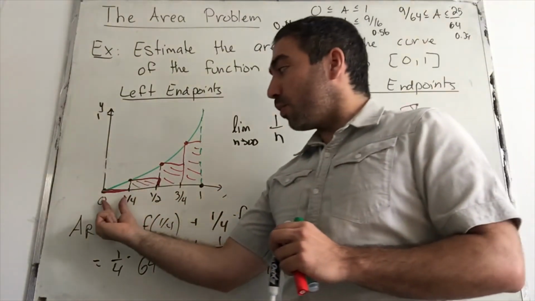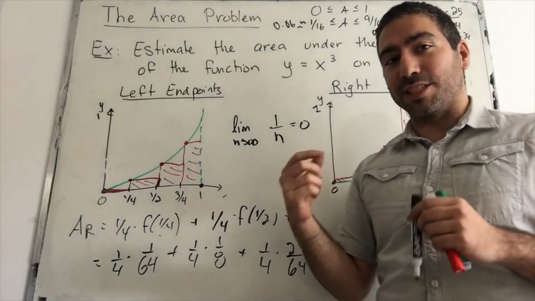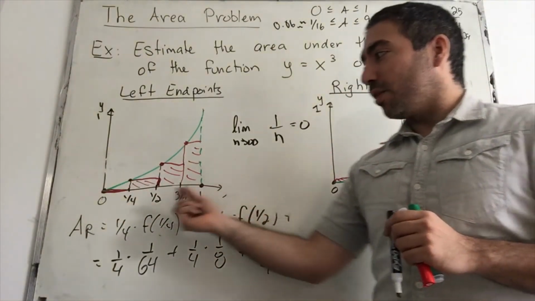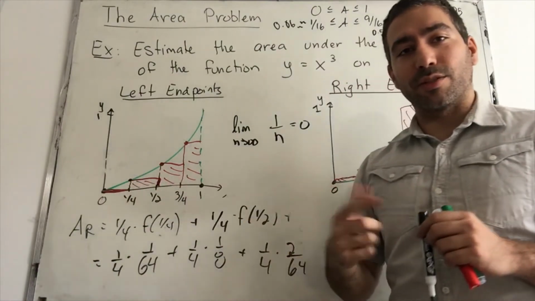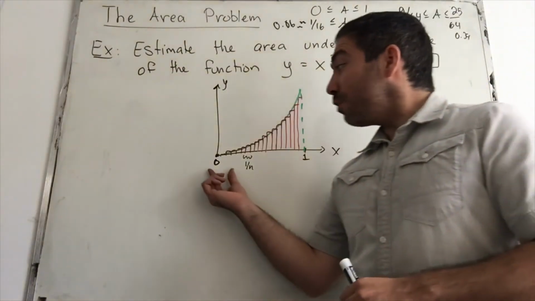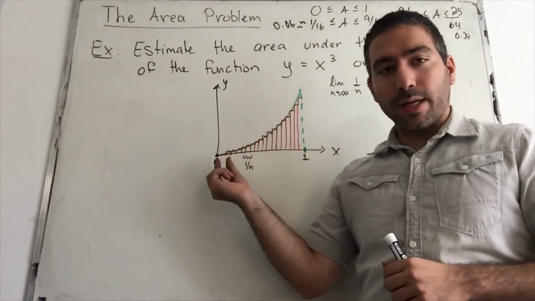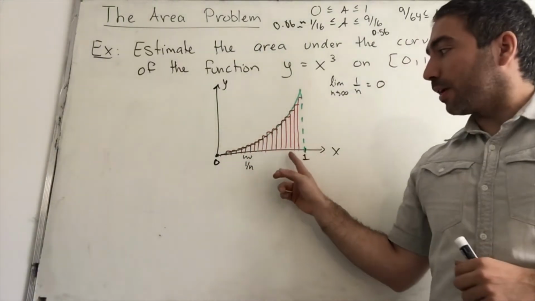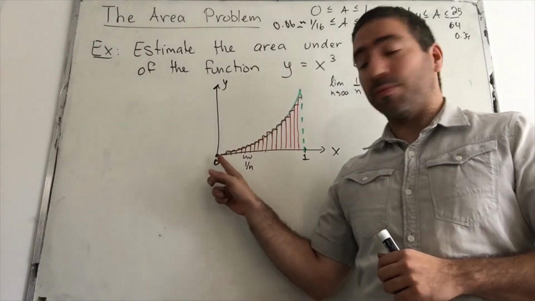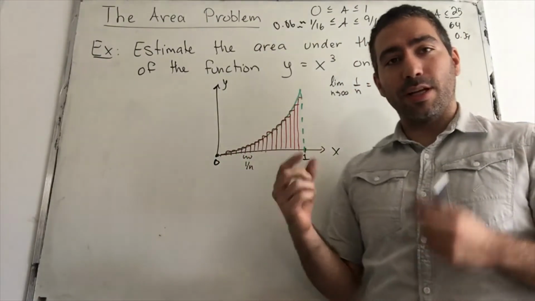So if we take the widths of the rectangles to be 1 over n, something that's extremely small as n goes to infinity, we'll get a very precise answer. Let's go ahead and do that. So here we partition the intervals so that the width of each rectangle is 1 over n. Okay, so we have to find the sum. We have to find the area of each of these little rectangles and then add them all up.